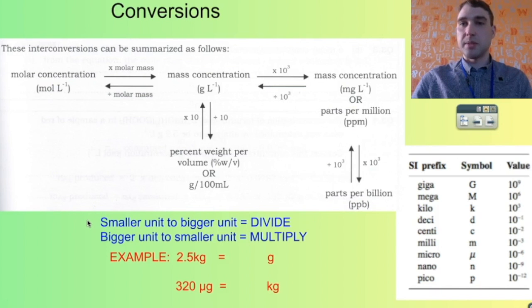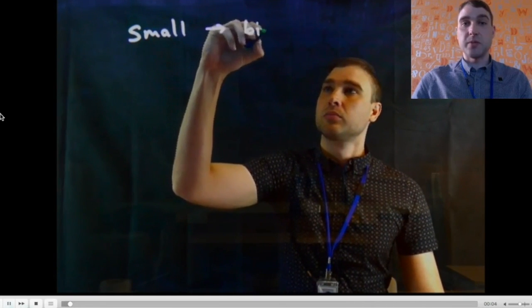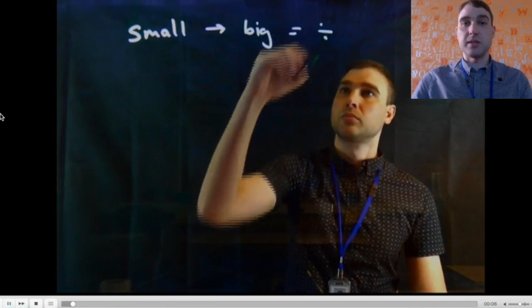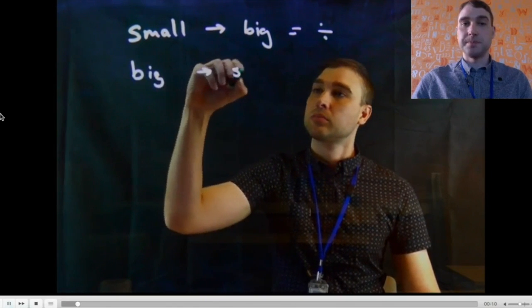So we're going to do some examples, and I'm going to use the light board to help me. The first example I'm going to use is this one here. I'm going to convert 2.5 kilograms into grams. So to help me out, I'm going to be writing what's going to happen. So I'm going from small to big. If I go from small to big, that means I divide. If I go from a big to small unit, then I'm going to multiply.